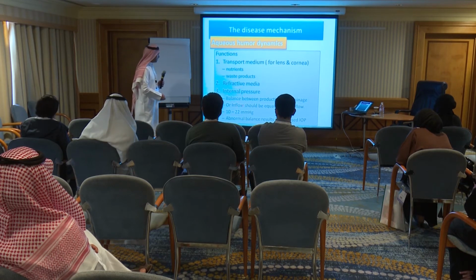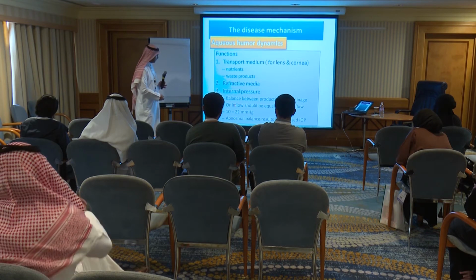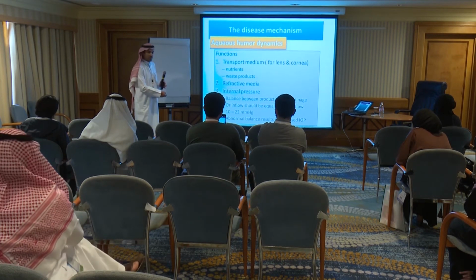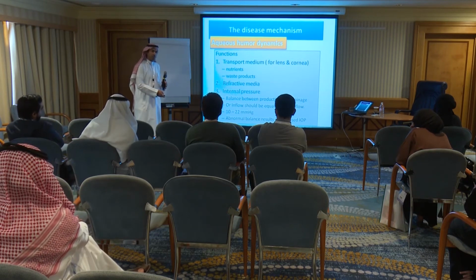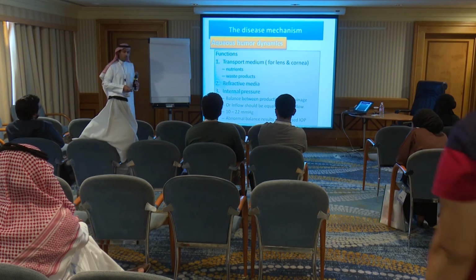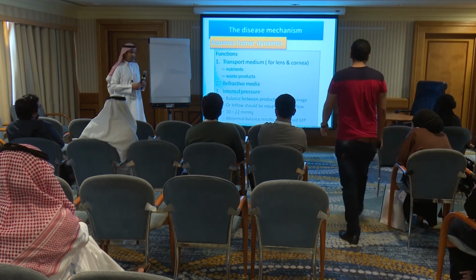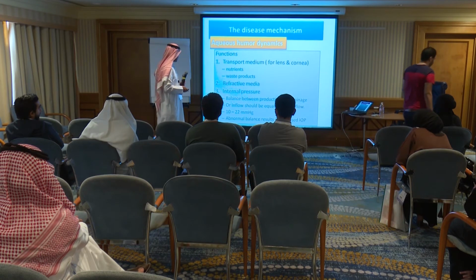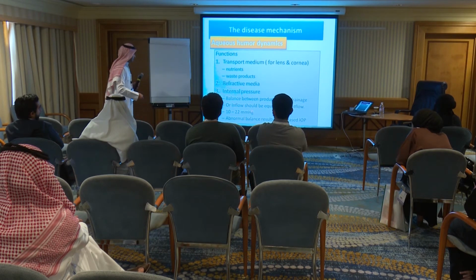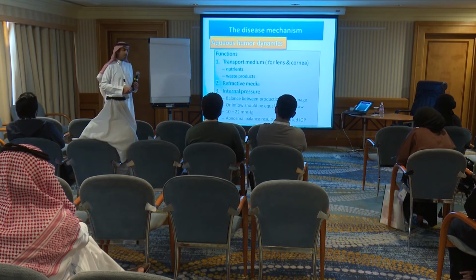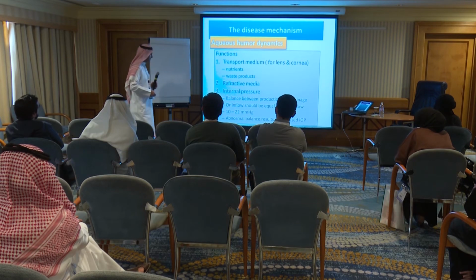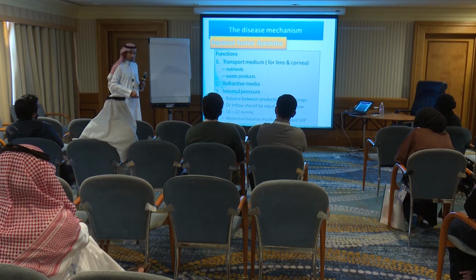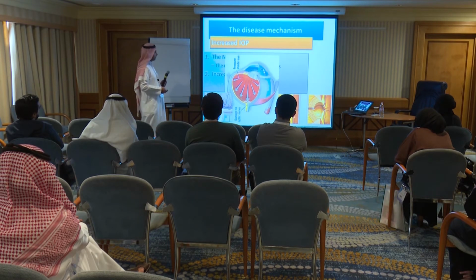In other words, inflow is another word for production, and it should equal the outflow, which is another word for drainage. If the inflow is equal to outflow, then we have normal intraocular pressure. So for an abnormal balance, if, for example, the production is more than the drainage, or the drainage is less than the production, then the result will be increased IOP, intraocular pressure.